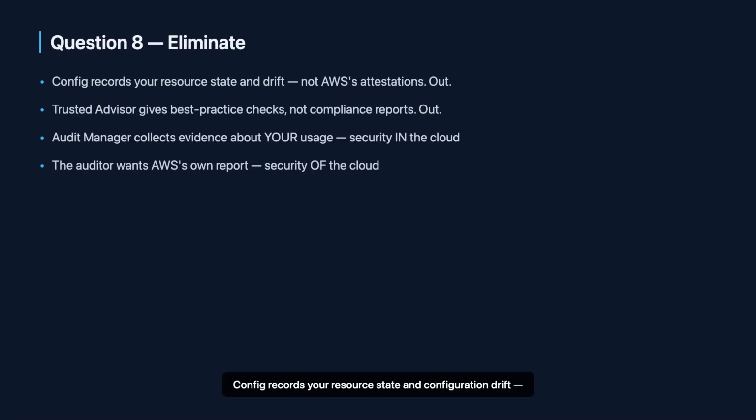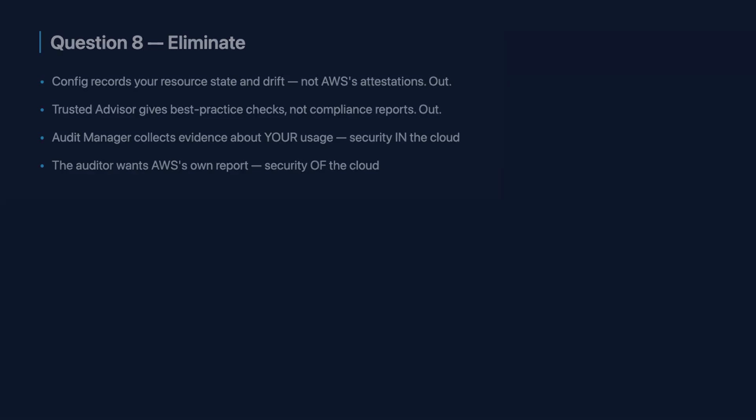Eliminate. Config records your resource state and configuration drift. That's your stuff, not Amazon Web Services attestations, so it's out. Trusted Advisor gives best practice checks, not formal compliance reports, out. Audit Manager is the closest contender, but it collects evidence about your usage of Amazon Web Services, that's security in the cloud, your side of the line. The auditor here wants Amazon Web Services' own report, which is security of the cloud. That's the distinction that separates the right answer from Audit Manager.